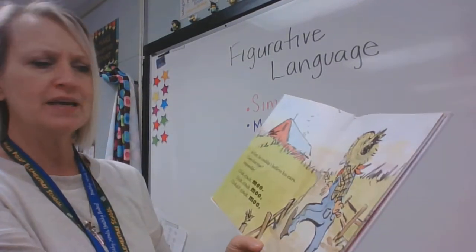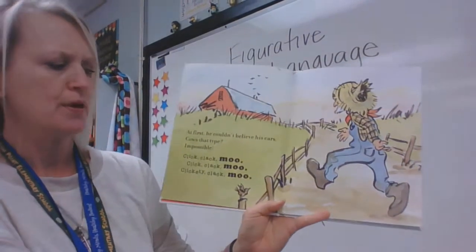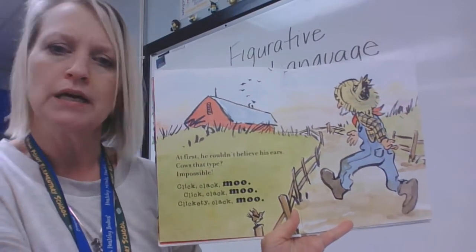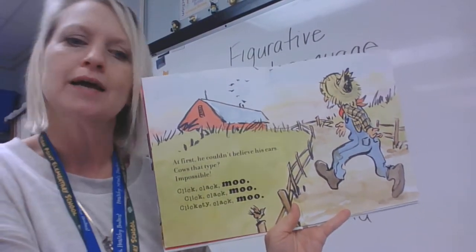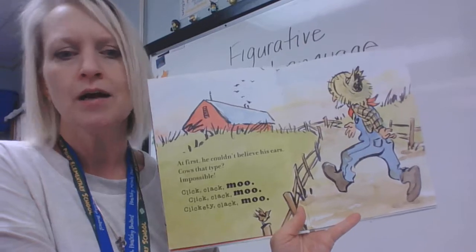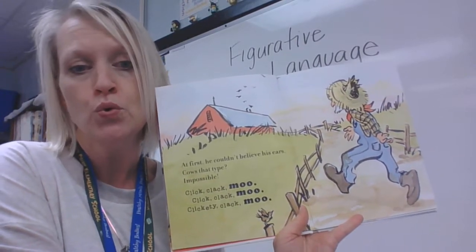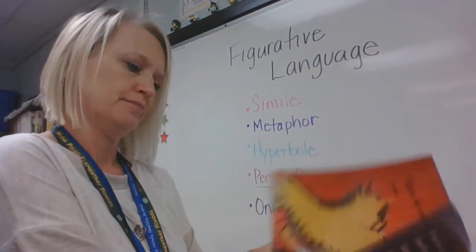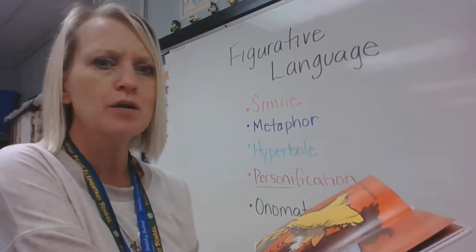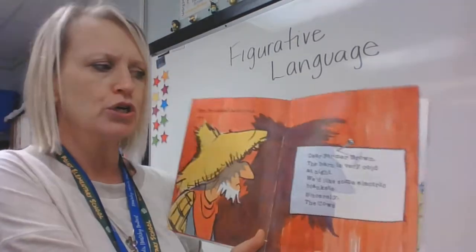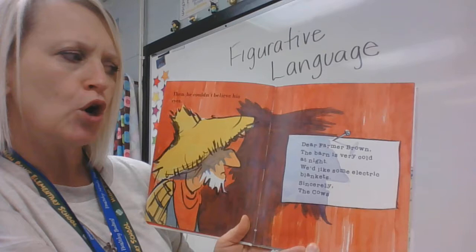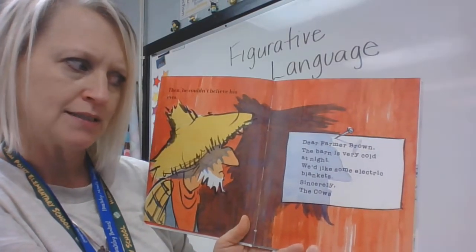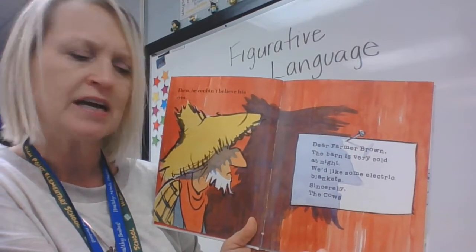At first, he couldn't believe his ears. Cows that type? Impossible. Click, clack, moo, click, clack, moo, clickety, clack, moo. Then he couldn't believe his eyes. Dear Farmer Brown, the barn is very cold at night. We'd like some electric blankets. Sincerely, the cows.